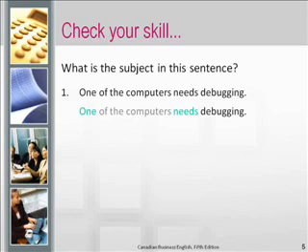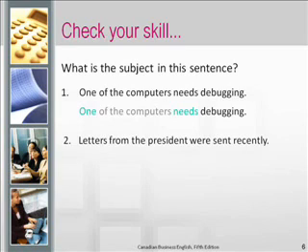Your mind may immediately try to pick out the word computers as the subject, but actually computers is the object of the preposition of the computers. Remember, of is one of those words that indicates a prepositional phrase. The actual subject of the sentence is the word one. I told you they were tricky, didn't I?